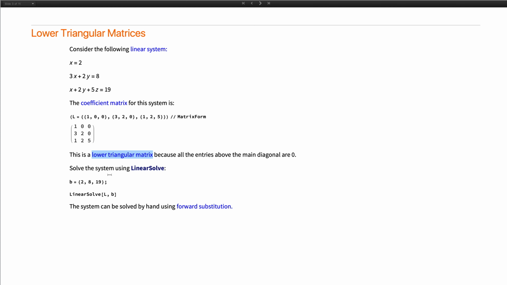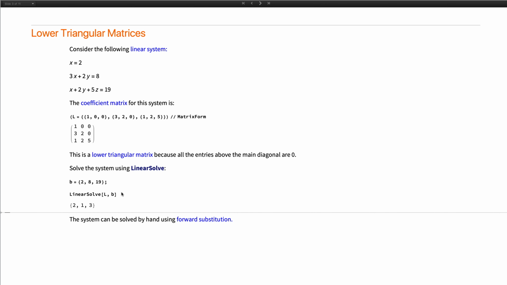Now, if I want to solve the system with LinearSolve, what I would first do is define the right hand side vector, which is B. So B is 2, 8, 19. And then I run LinearSolve, and I get back 2, 1, 3. Of course, in this case, you could have got x, y, and z directly because x is 2 clearly from here. And if you plug x is 2 back in over here, then you get y as 1. And if you plug both of those into the third equation, then you get z is 3. So that's a really simple system to solve by hand using forward substitution.